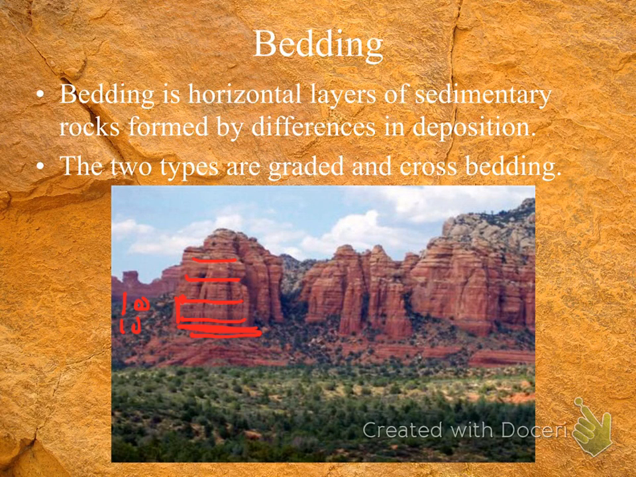So this rock outcrop here represents millions and millions of years of deposition. And so there's differences in deposition and deposition rates. That's why you get the layering.